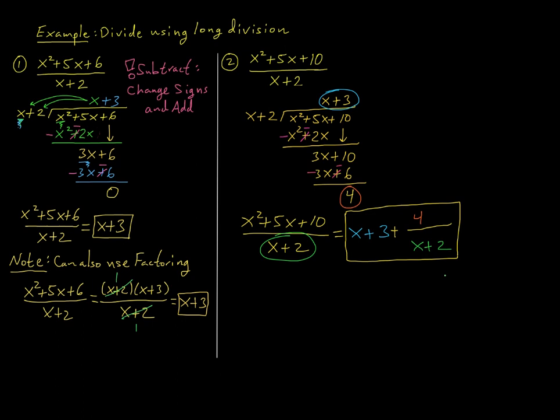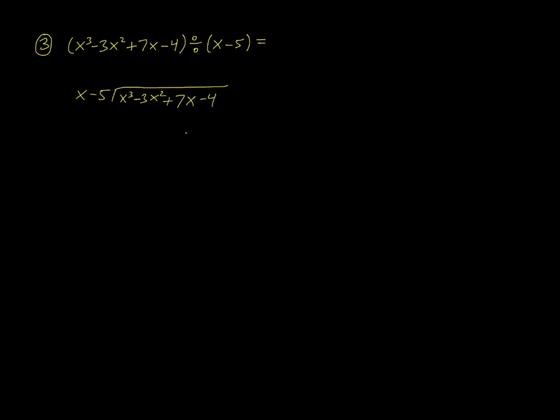Okay, great. And so now let's look at one more problem here. Number 3. And this one, we have x cubed, so a degree 3 polynomial: x cubed minus 3x squared plus 7x minus 4. And it's being divided by x minus 5. So our divisor is x minus 5. So I'll go ahead and set this up just like the others, and that's dividing into this degree 3 polynomial, x cubed minus 3x squared plus 7x minus 4.